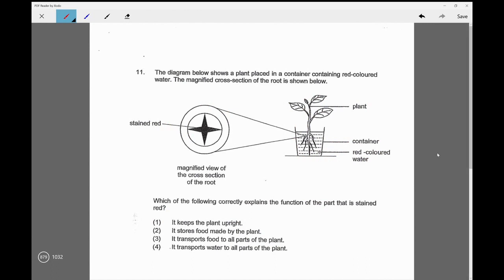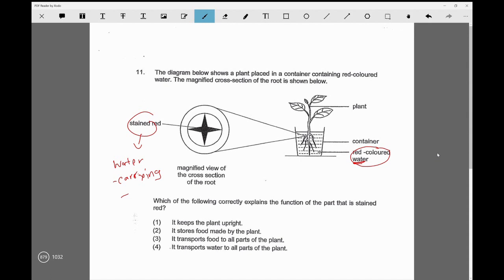Okay, this one, this is red color water, right? Water, and then it is stained red. That means it must have taken up the water lah. So this must be talking about your water carrying tube. Okay, so they ask you what's the function of this part, which is your water carrying tube.